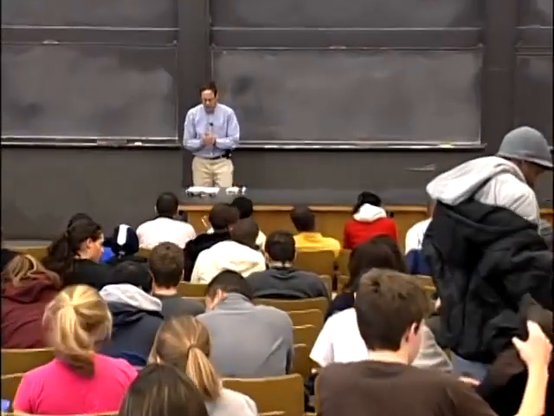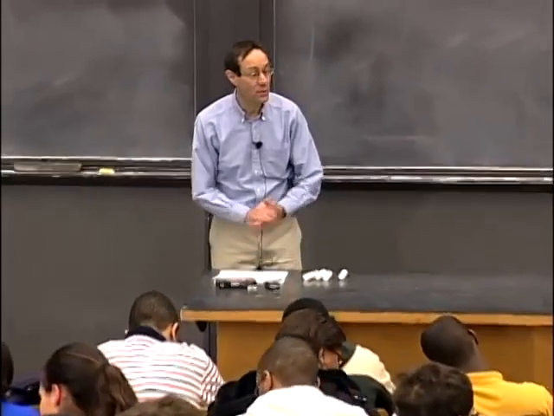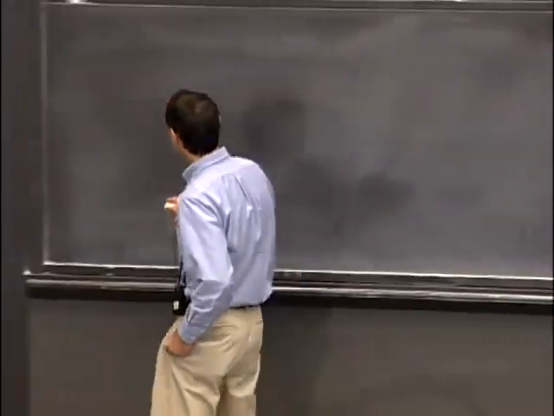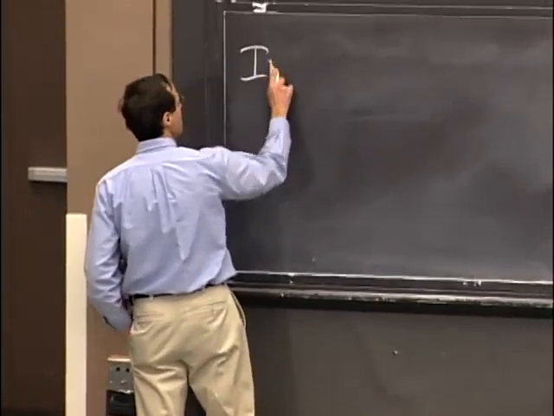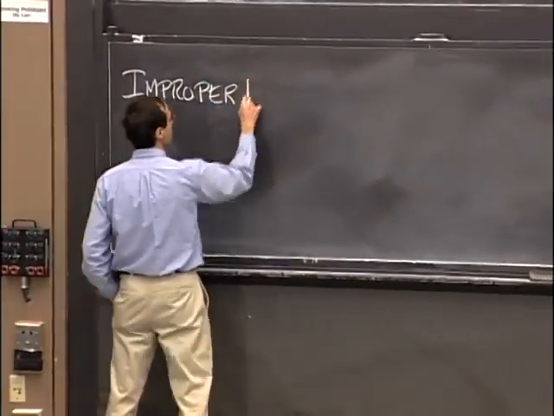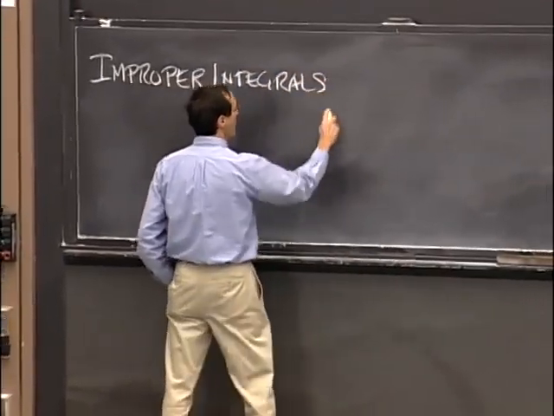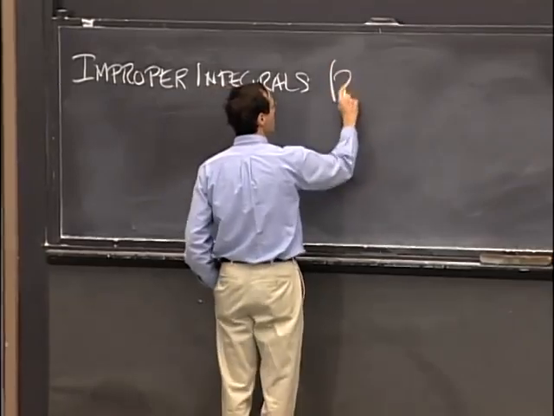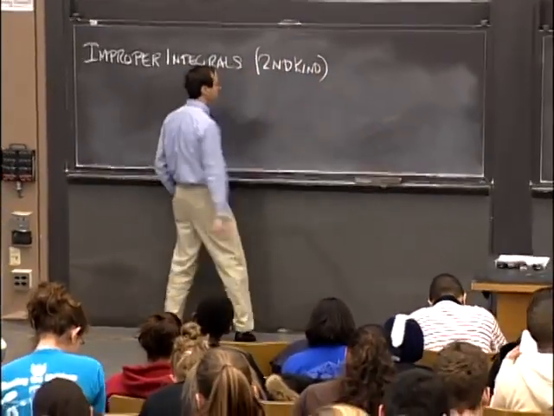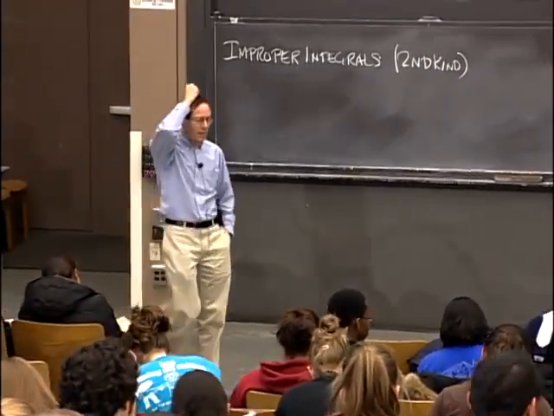Today we're continuing with improper integrals. I still have a little bit more to tell you about them. What we were discussing at the very end of last time was improper integrals, and these are going to be improper integrals of the second kind. By second kind, I mean that they have a singularity at a finite place.